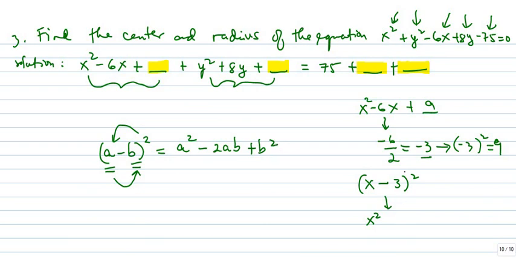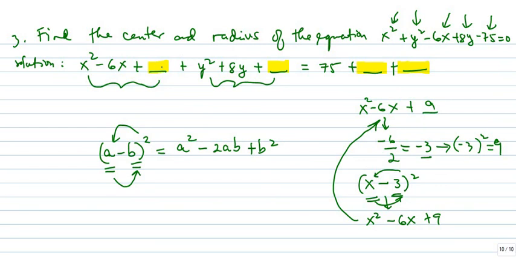So for this case, if we multiply 2 times x, x times x, that is x squared. And then next is 2 times x times negative 3, that is negative 6x. And then, I multiply 3 by itself, negative 3 times negative 3 is positive 9. Wherein this one is equivalent to x squared minus 6x plus 9.